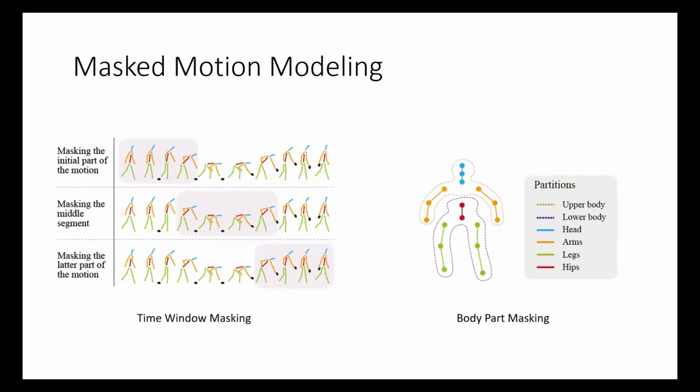To further encourage the model to leverage semantic information, we introduce two masking strategies, time window masking and body part masking. For time window masking, instead of masking individual frames, we mask a consecutive block of frames within the sequence. This prevents the model from relying solely on short-term temporal consistency and encourages it to use higher-level semantic cues to recover the 3D poses. Similarly, body part masking randomly removes information from specific body parts, forcing the model to infer the missing joints based on global motion semantics rather than local spatial correlations.